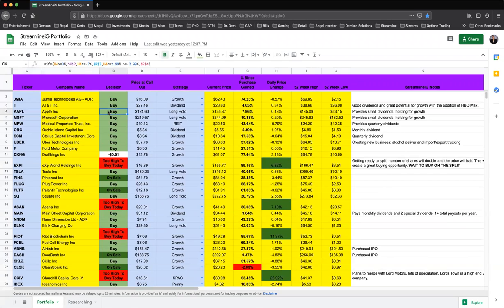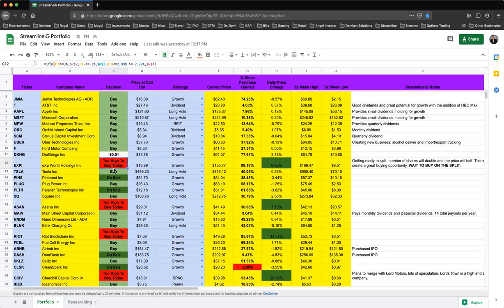This next field, decision, there are three different decisions we have here. Either it's going to be a buy, on sale, or too high to buy today. And we have one little small error that I'll fix in just a moment. Buy is just that. The current price of the stock is a good time to buy. Go ahead and purchase if you like, if that's a stock that you want to include into your portfolio.